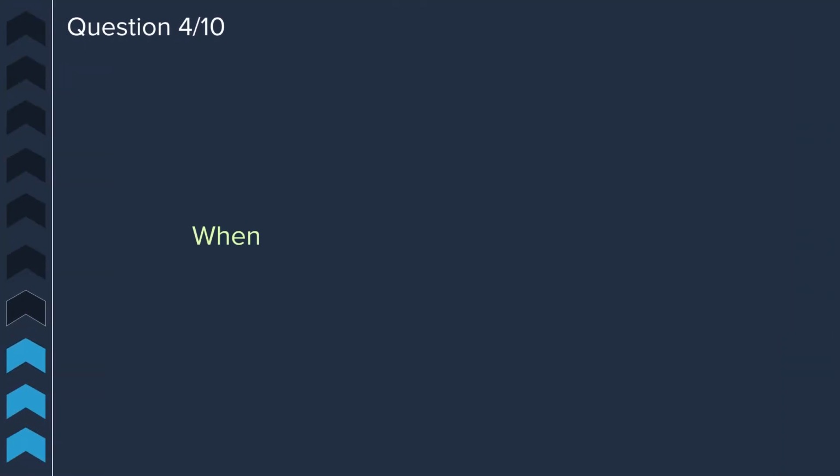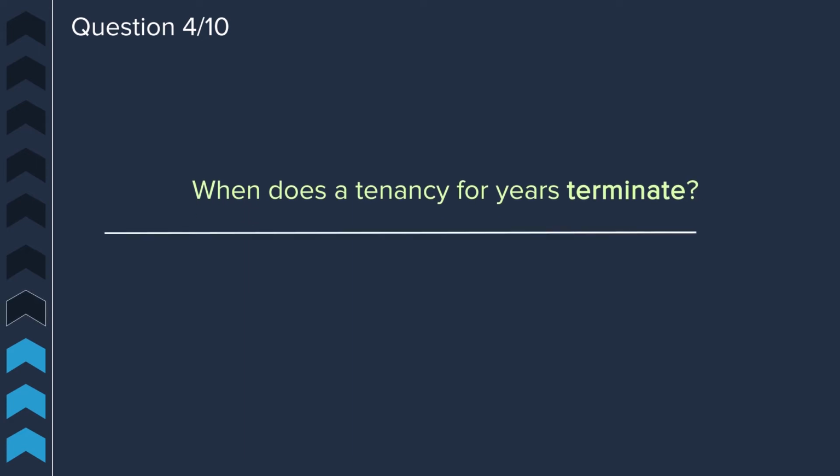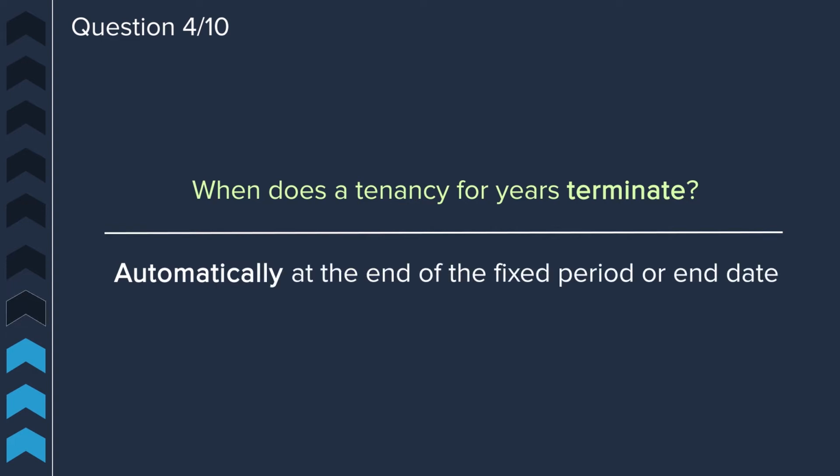Question four, when does a tenancy for years terminate? A tenancy for years terminates automatically at the end of the fixed period or end date.